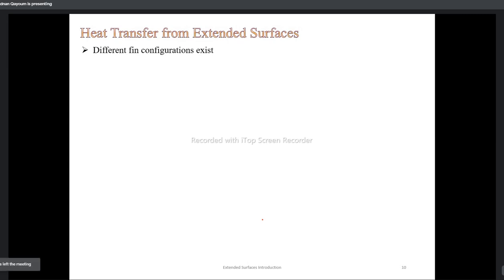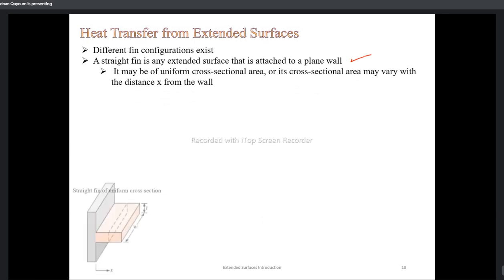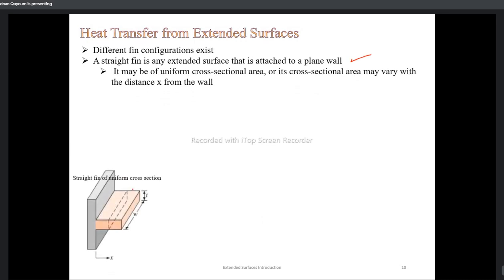Just moving ahead. So different fin configurations exist. So you can have a straight fin extended from a plane wall. Maybe I've shown it. You have a wall. You have a straight fin. ठीक है ना? Okay.